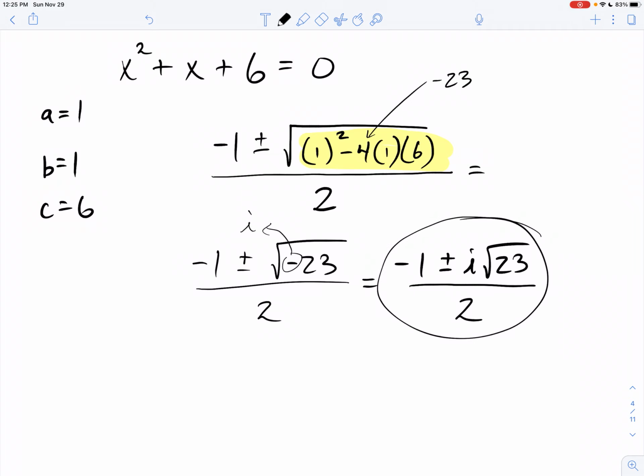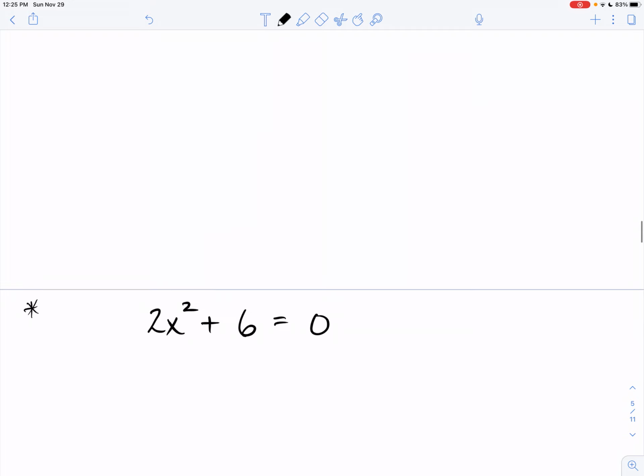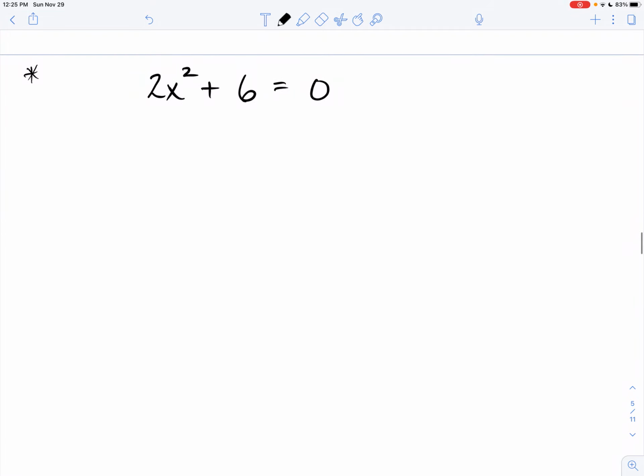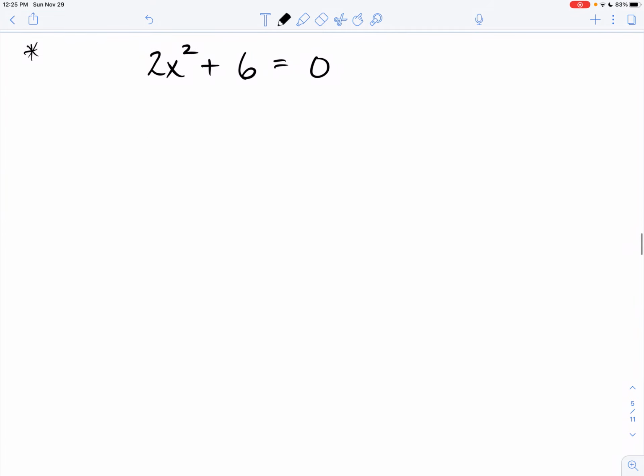That's what I'm shooting for. Alrighty, this video, we're just practicing in this one. But you're going to see sometimes they do this to you. And look, I put a little mark next to this one. Why? Because if I was going to do this problem, I would not use quadratic formula.